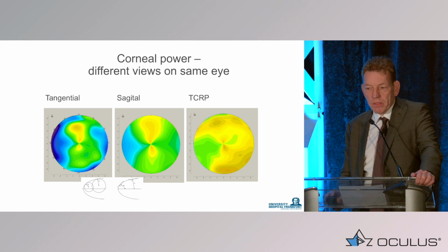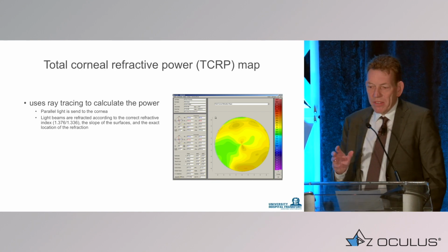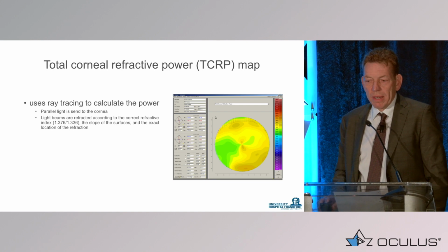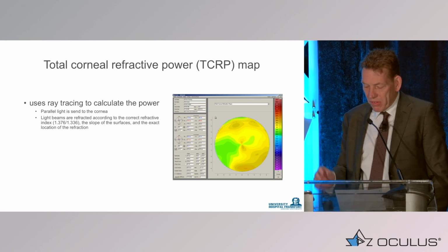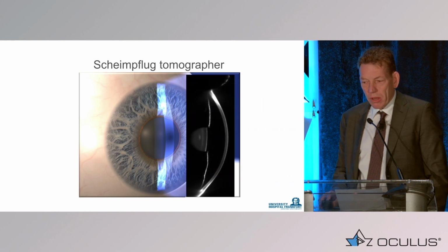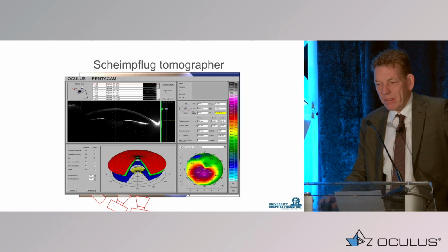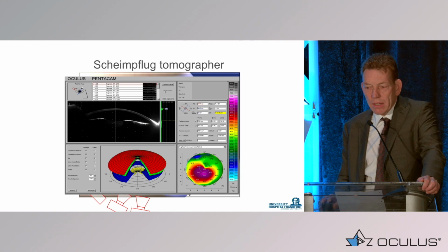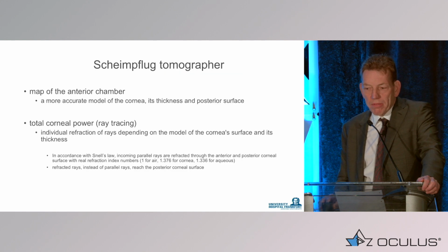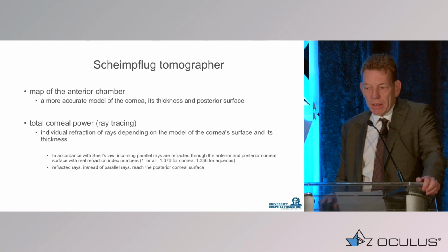You see here the corneal power measurements, different views of the same eye with tangential, sagittal, and total corneal refractive power taken from the Pentacam device. The important thing here is the total corneal refractive power map. As you can see, it uses ray tracing to calculate the power based on the principle I just explained. In this device you have a Scheimpflug tomographer, which takes a picture of the anterior segment, which you see here on the right. It demonstrates how it is done with different camera views of the anterior segment, showing the Scheimpflug tomographer picture in this particular device. The map of the anterior chamber is the whole situation we get here, and we also get total corneal power by ray tracing, as I pointed out.